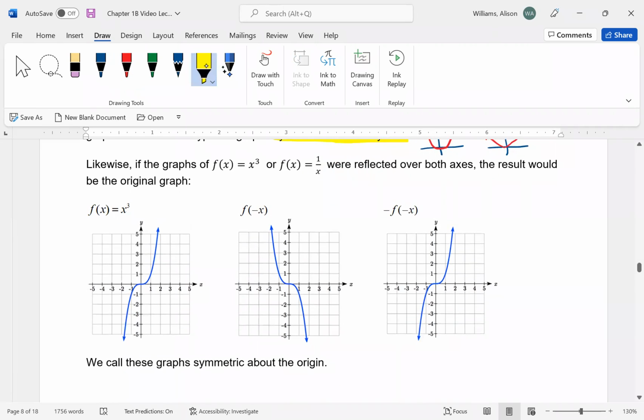And those types of symmetries are displayed in x cubed, or 1 over x is another one of our toolkit functions. But they show us x cubed here. So x cubed, the original x cubed graph, has like a mirror image across the origin, where it follows the same pattern, but in a reflection over the origin.